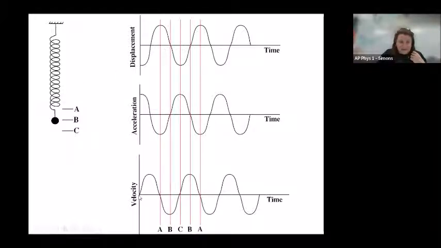And I can look at the velocity. I'm going to skip acceleration for just a minute. So looking at the velocity, it moves fastest when it goes through equilibrium and slowest at points A and C where it turns around. And we can see that the velocity is maximum at the equilibrium position, and it is 0 at A and C where it turns around. And then acceleration ends up being the opposite of displacement.